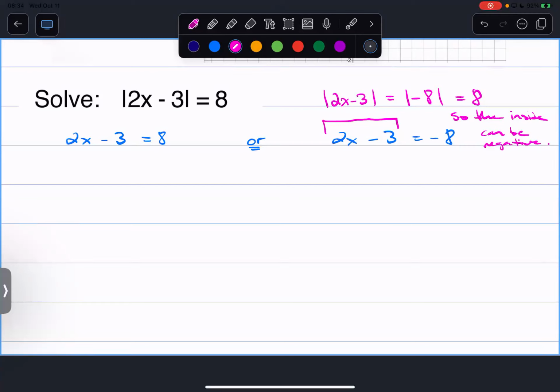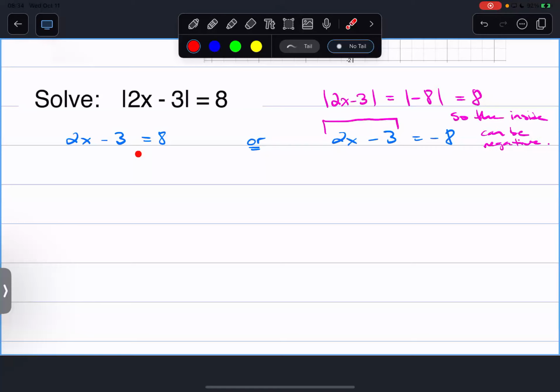The inside of the absolute value. Or it can just be 8, right? It can just be the positive value, but either way, the absolute value is going to return 8. So now we have two different, I guess, equations to solve for. And so we're going to get two values of x.